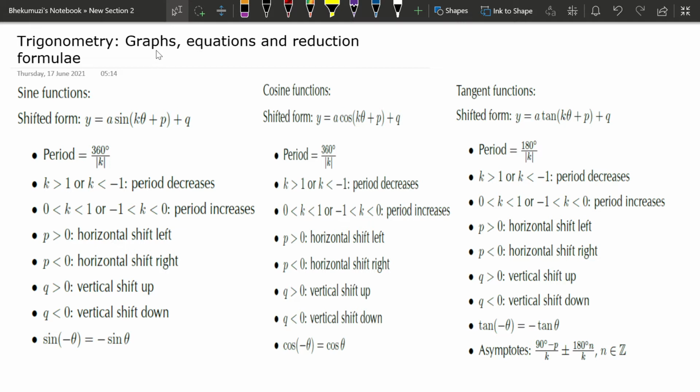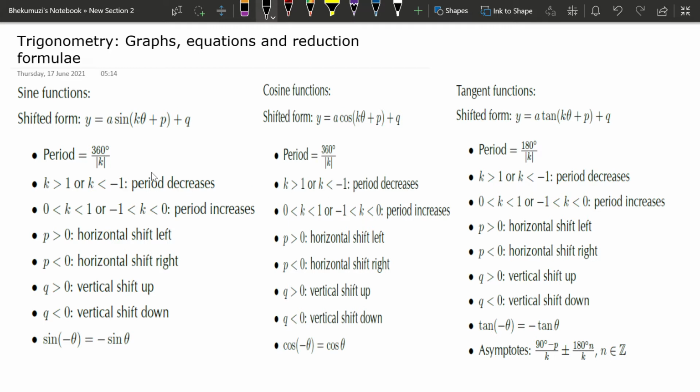P and q are shifts, k determines the period, and a is the amplitude, right? Those are the key things that you should know by now. Generally, the period for the sine function is the same as the period of the cosine function, with k acting the same way: if k is greater than 1 or less than 1, the period changes accordingly. It also applies for the tangent function.